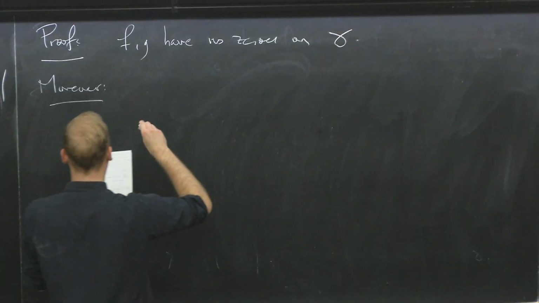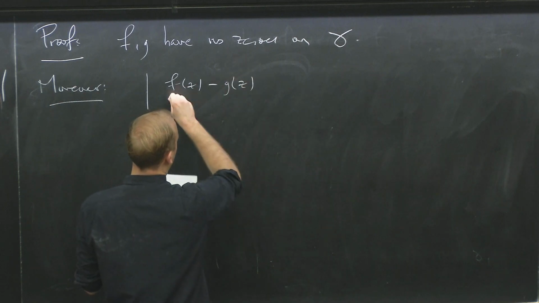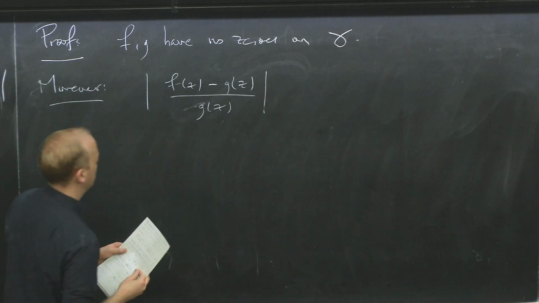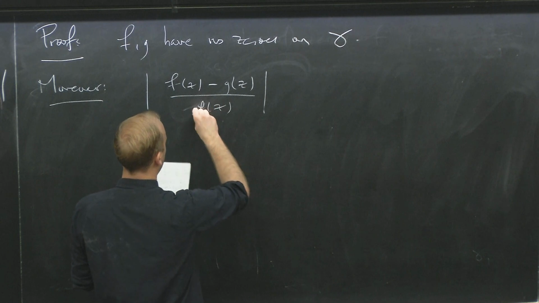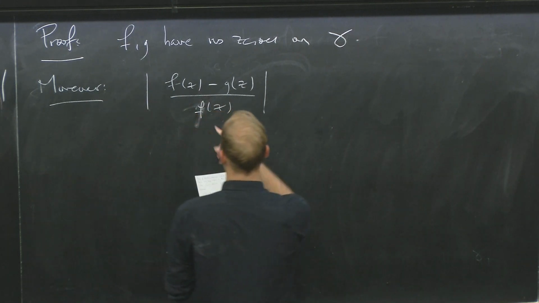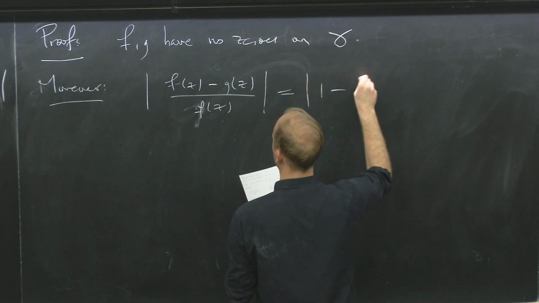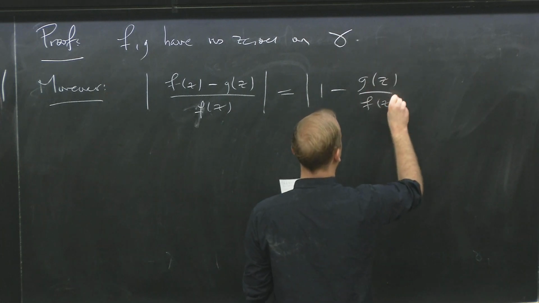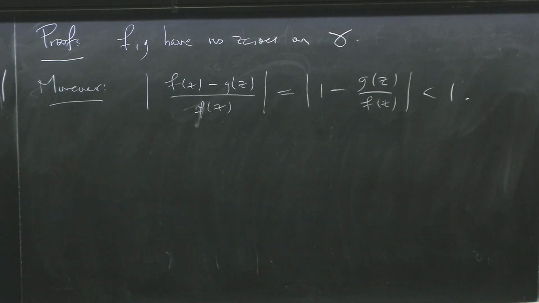Moreover, if you look at the following quotient, from this condition that we had, the condition was that this was strictly smaller than this one. It means that this thing is strictly less than 1. But I can also just rewrite it like this. So it's strictly less than 1, this thing.